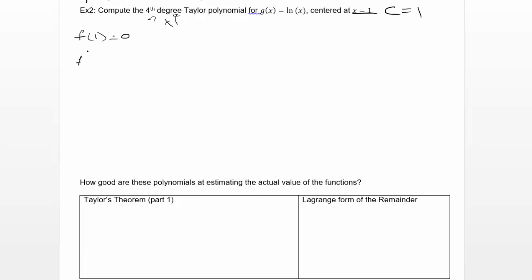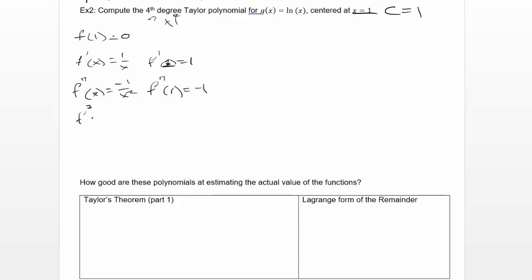Next, the derivative of our function. The derivative of natural log is 1 over x. So the derivative of our function at the center, which is 1, is 1 over 1, which is 1. The second derivative of our function is the derivative of 1 over x, that's x to the minus 1. Bring the minus 1 down, and then lower the exponent by 1. So that's minus 1 times x to the minus 2, or minus 1 over x squared. So the second derivative at the center is minus 1 over 1, which is minus 1.